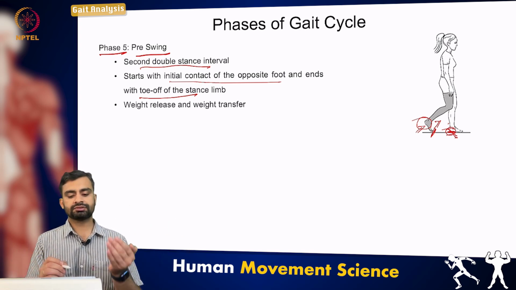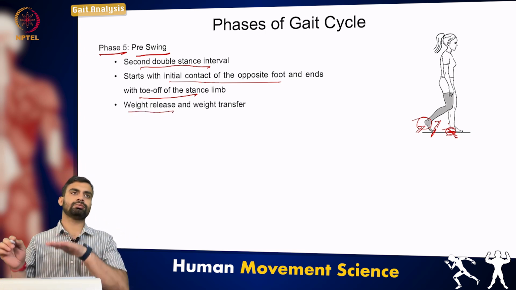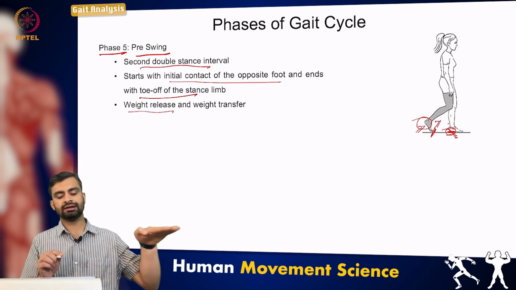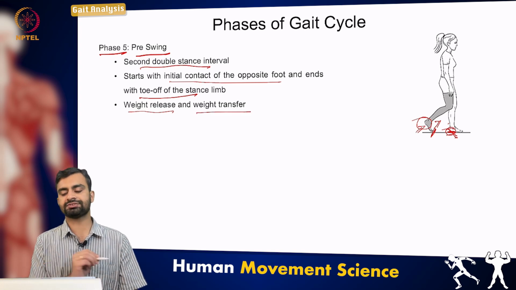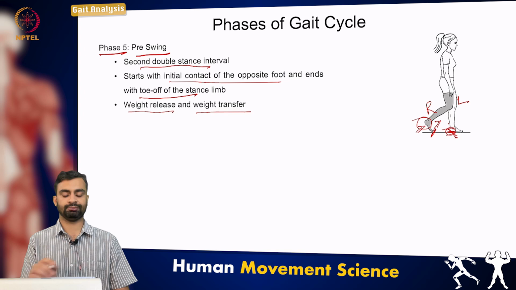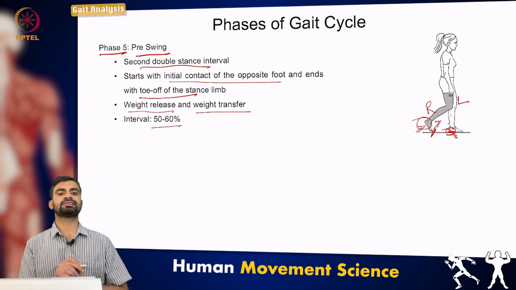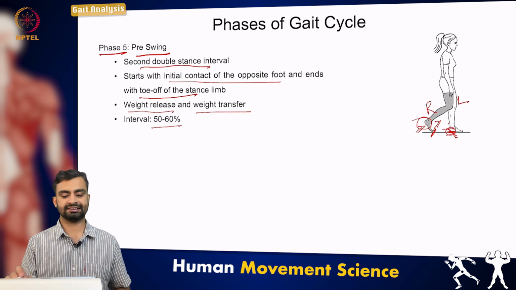It performs the following function, which is weight release from one limb to the other limb, and also transfers the weight from your right limb to the left limb. And it happens during the 50 to 60% of the gait cycle.